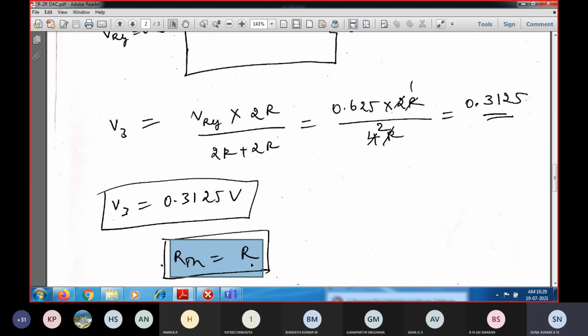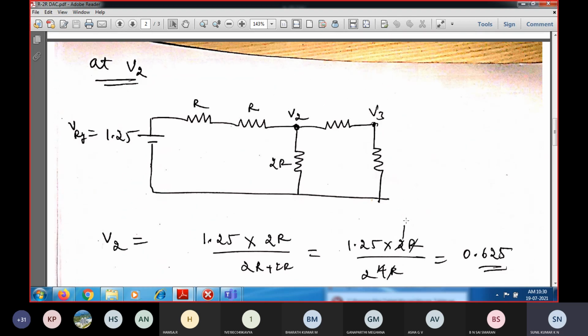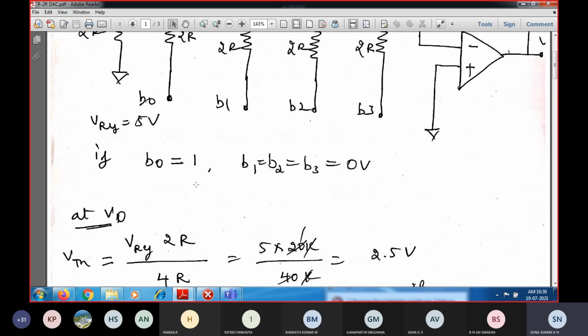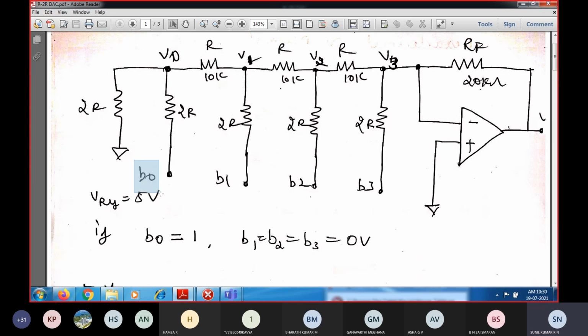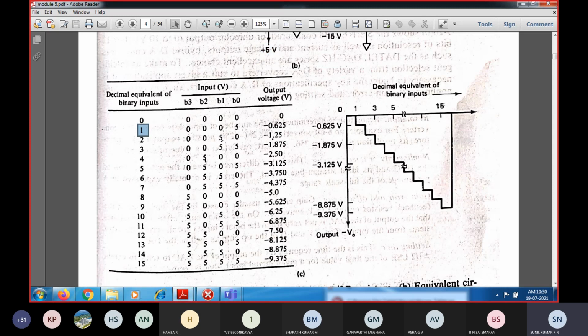The resistance is equal to R, and the voltage across here is 0.3125. So in order to find out the output voltage V0, whenever this corresponding B0 bit is equal to 1, we have found out that whenever the B0 bit is equal to 1, you're going to get minus 0.625 volts.